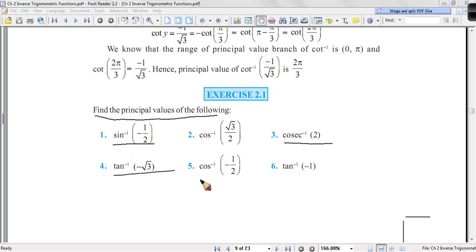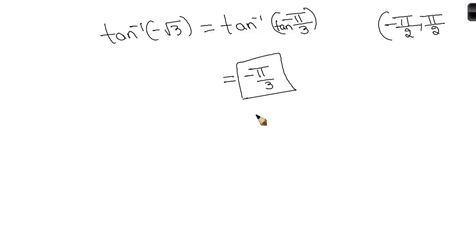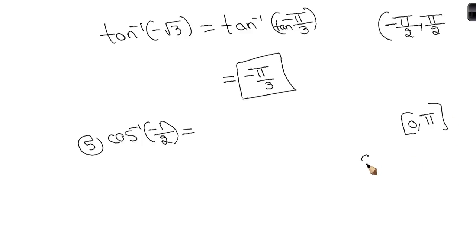Fifth one is cos inverse of minus 1 by 2. Fifth question is cos inverse of minus 1 upon 2. Cos principal value is 0 to pi. So cos becomes negative in the second quadrant, meaning cos 120 would be cos of 90 plus 30. Cos 90 plus 30 is minus sine 30. Minus sine 30 is minus 1 by 2.